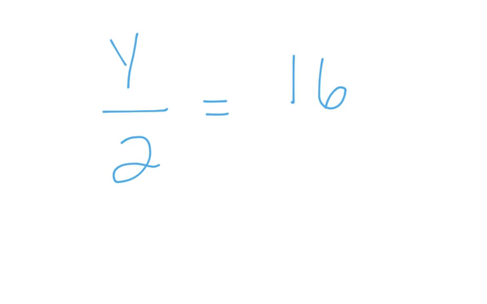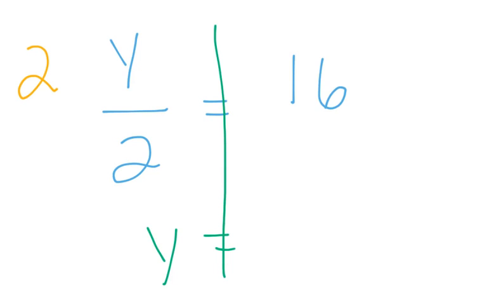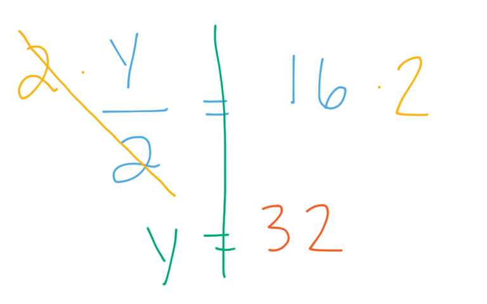I again start with step 1. Get the variable by itself. In order to counter the dividing by 2, I gotta do the opposite, which is to multiply by 2. The 2's cancel out, leaving y, and now I need to do it to both sides in order to keep the equation balanced. 16 times 2 is 32. I could double check this by plugging 32 back in for y. 32 divided by 2 is 16.